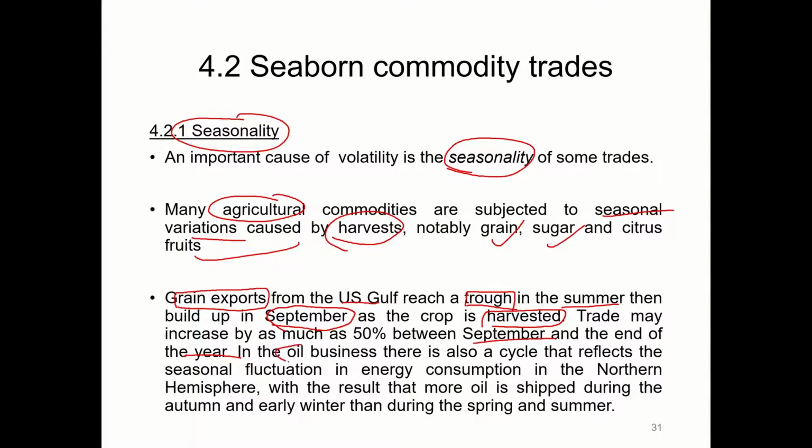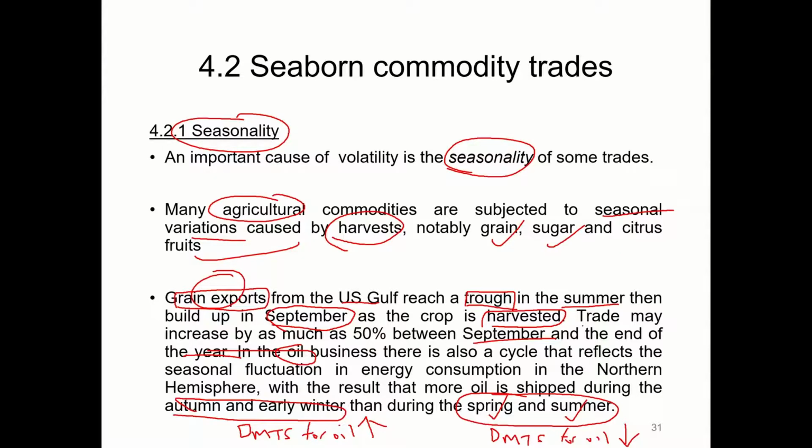Okay, the same applies for oil. It's also subject to seasonality, because during the winter period, the demand for maritime transport services for oil will increase because it's cold. We need oil to heat up our houses. We consume more oil in general. But during hot weather, such as spring and summer, we consume less. If we consume less, then the demand for maritime transport for oil will decrease. So these two examples, grain exports and oil, are two commodities that are affected by seasonality.